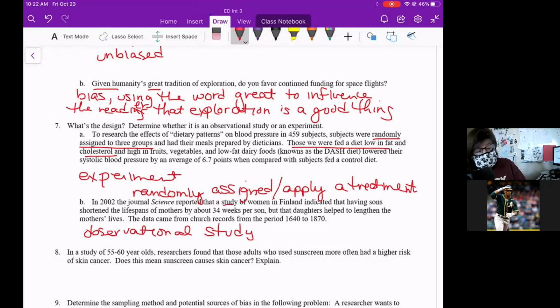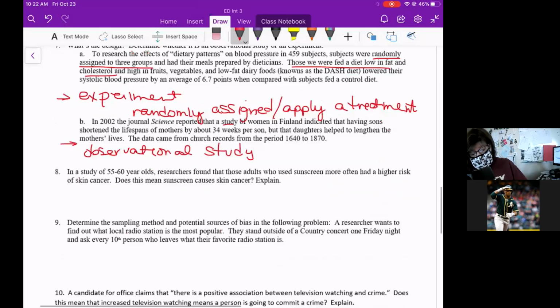This one, they did something to try to see the results, to influence it. This one, they just looked at data.